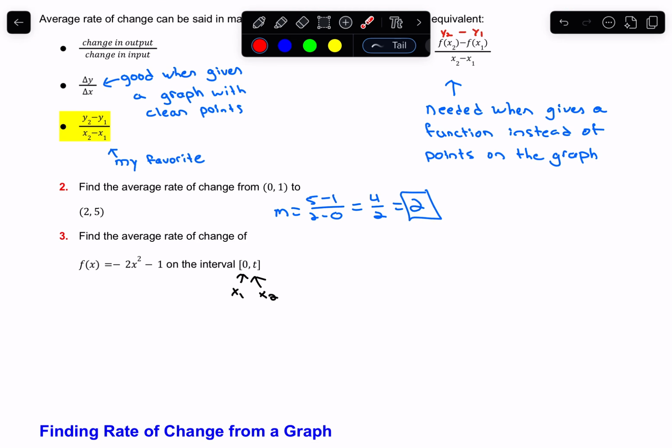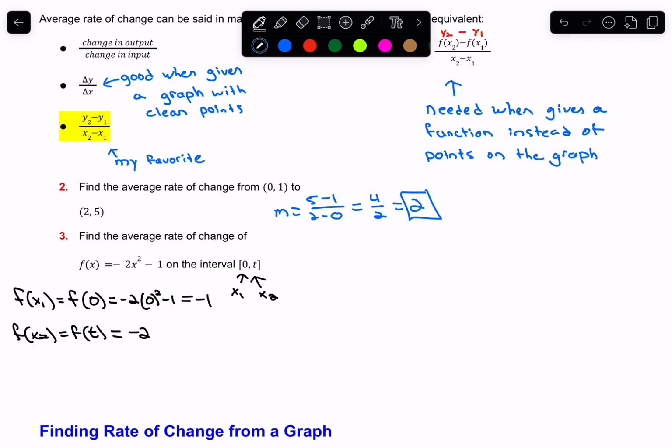We have to first plug in x1 and x2. So f of x1 is equal to f of 0. And if you plug 0 into this function up here, negative 2 times 0 squared minus 1 is just going to be negative 1. So again, negative 2 times 0 squared minus 1, that just equals negative 1. So f of x1 is negative 1. f of x2 is a little bit more boring because we're plugging in a variable. So when we plug in t, nothing actually changes. We just replace the letter x with the letter t. Okay, so we get negative 2t squared minus 1.